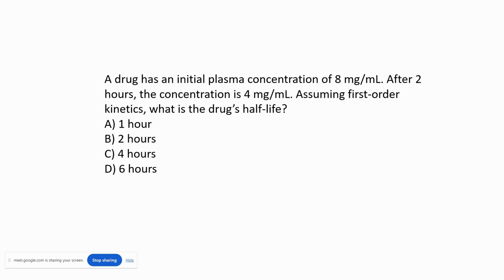Okay, moving on to the next question. A drug has an initial plasma concentration of 8 mg per ml. After 2 hours, the concentration is 4 mg per ml. Assuming first order kinetics, what is the drug's half-life?